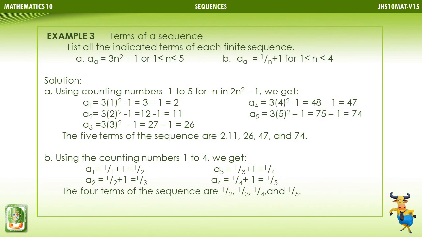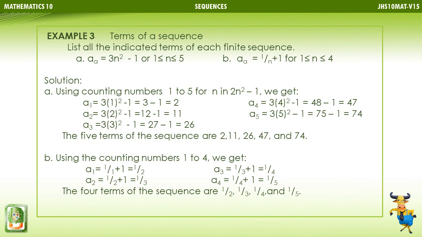Example 3. Terms of a sequence. List all the indicated terms of each finite sequence. A. a sub n equals 3n squared minus 1 for 1 less than or equal to n, and n less than or equal to 5. B. a sub n equals 1 divided by n plus 1 for 1 less than or equal to n, and n less than or equal to 4.